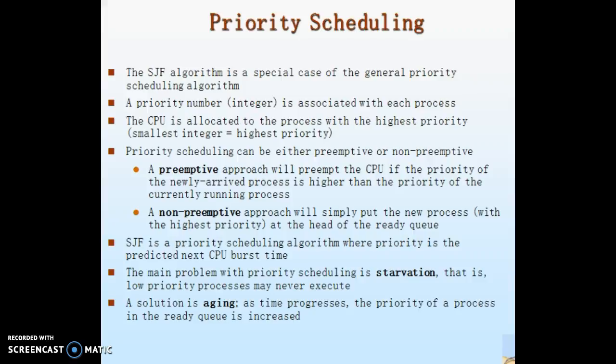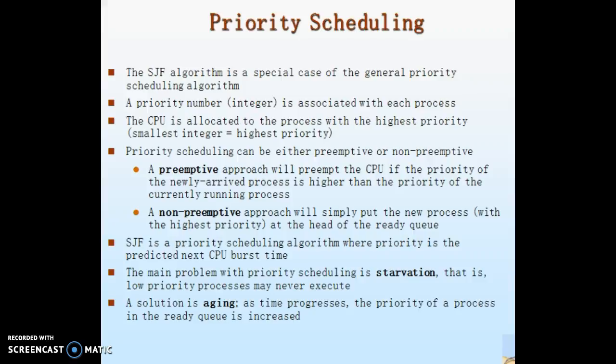Next, the third type is priority scheduling. The SJF algorithm is a special case of the general priority scheduling algorithm. A priority number is associated with each process. The CPU is allotted to the process with the highest priority. Priority scheduling can be either preemptive or non-preemptive. A preemptive approach will preempt the CPU if the priority of the newly arrived process is higher than the priority of the currently running process. A non-preemptive approach will simply put the new process at the head of the ready queue.